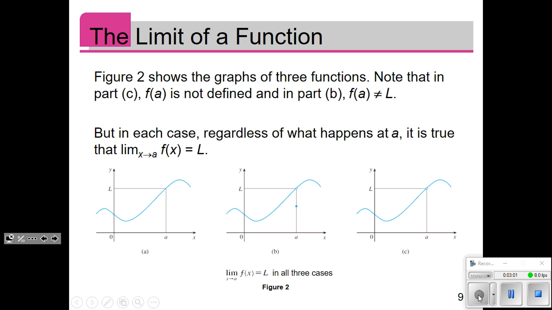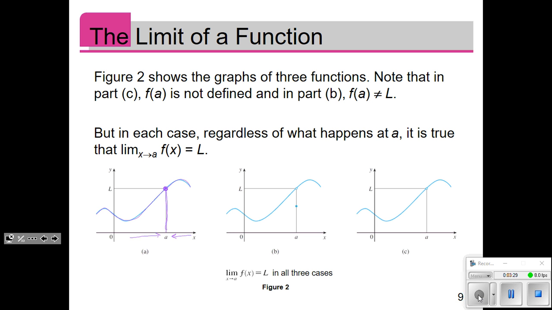Figure 2 shows the graph of 3 functions. Note that in part C, f of a is not defined, and in part B, f of a does not equal L. So this is what I was talking about. This continuous function, this blue line here, as x approaches a, whether it's from the right or the left, we see if we travel up here, we see that the limit is L. Well, that's all great, good, and fine.